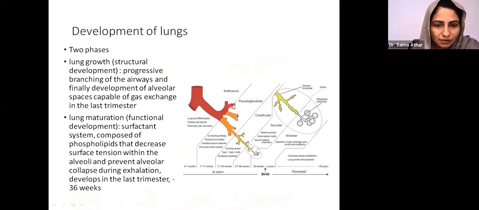So once this separation has occurred, now the trachea is separate, and anteriorly the trachea is going to divide into two separate lung buds, and then these lung buds will grow. Now remember that the development of the lung mainly takes place in two phases. One is lung growth, another is lung maturation.